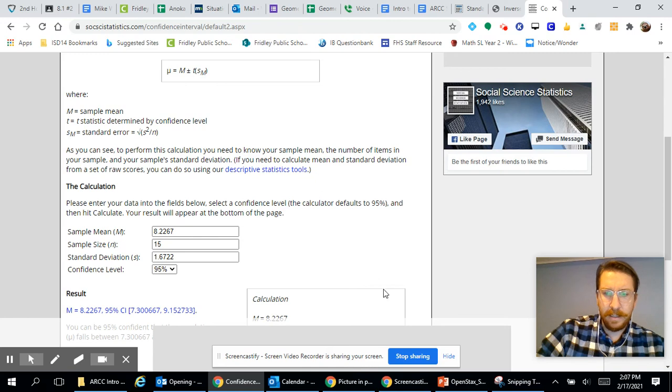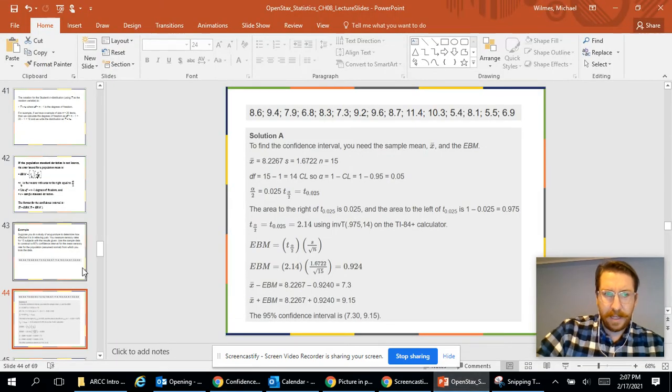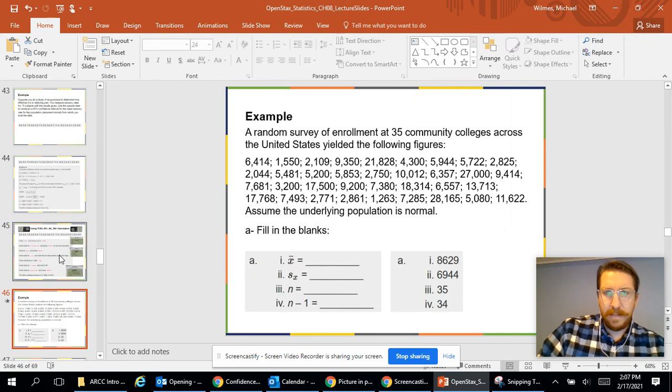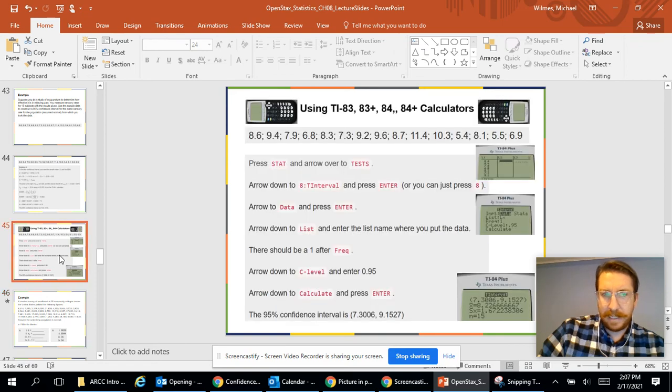So there's our first video on the t-distribution. This is where you have to calculate the standard deviation. And there's how to do it on the graphing calculator.